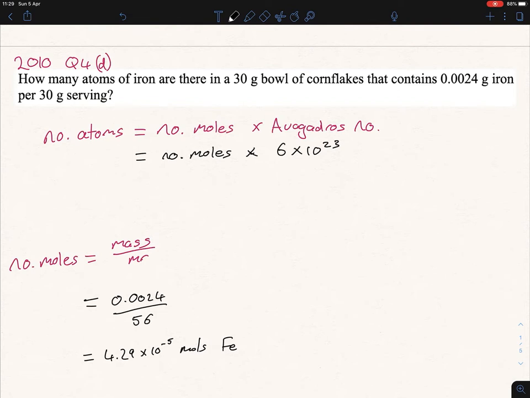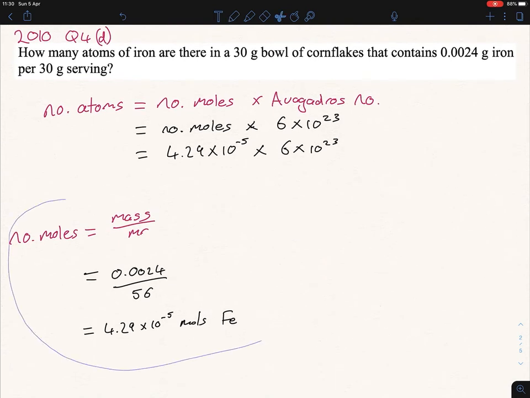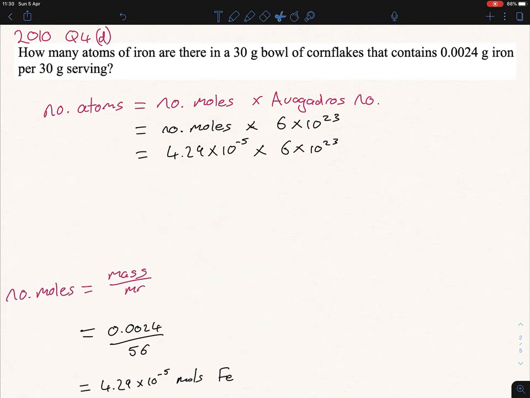I'm going to write it out here: 4.29 times 10 to the power minus 5 times 6 times 10 to the power 23. If I was doing this, I would definitely make sure I put everything into brackets when using my calculator, because you're going to make a mistake with the powers if you don't. So bracket 4.29 times 10 to the yx minus 5, close the bracket. Bracket again, 6 times 10 to the yx 23, close the bracket. If you do that out, you get 2.57 times 10 to the power of 19. That's our number of atoms present.